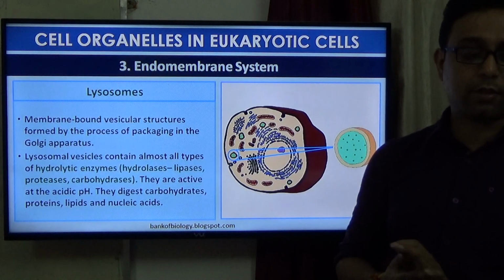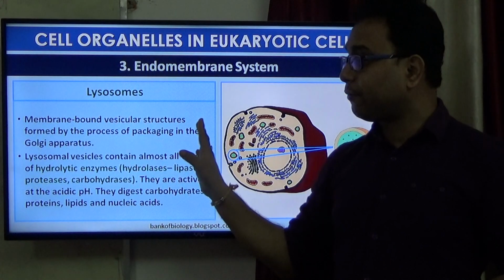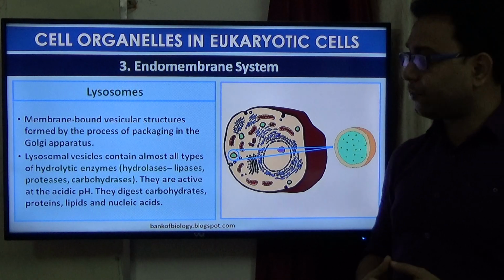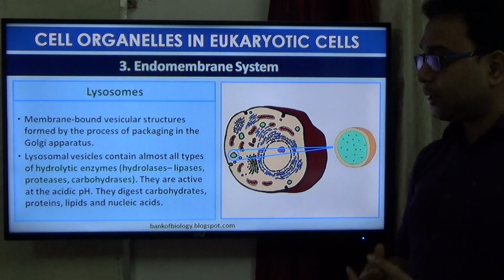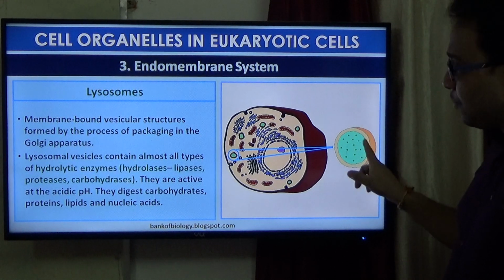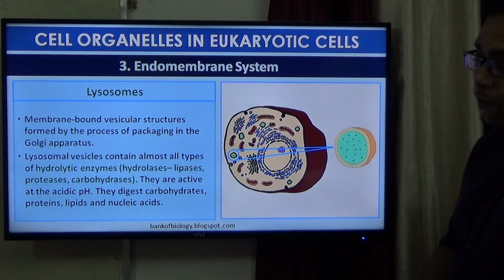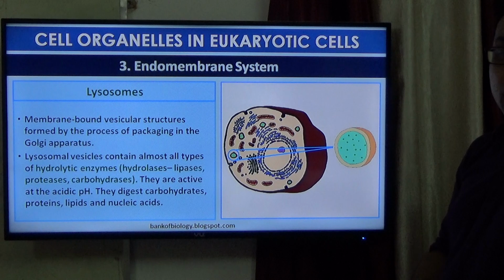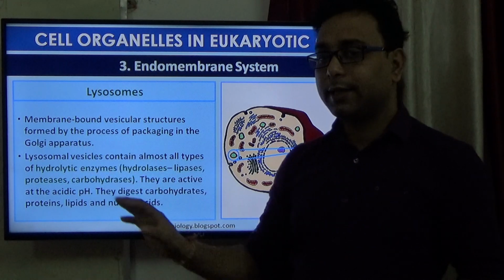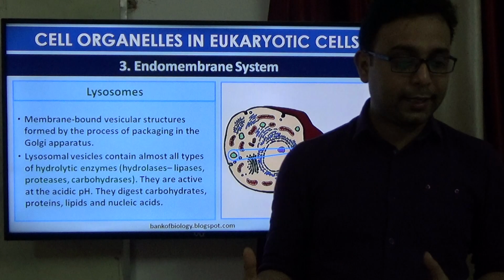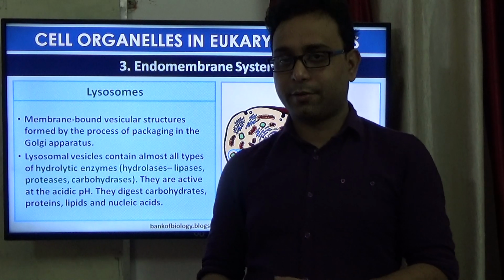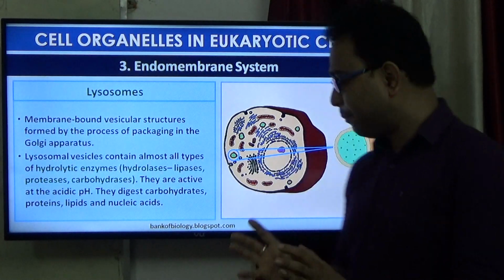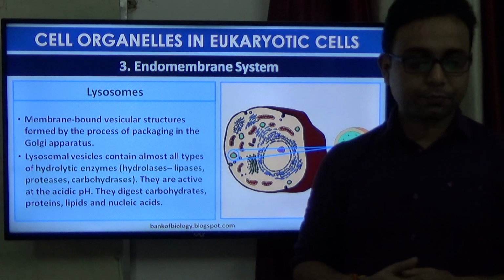Now we discuss the structure of the lysosome. Lysosome is a membrane-bound vesicular structure. Why? Because in the lysosome, different enzymes are there, right? So it is formed by the process of packaging in the Golgi apparatus. The lysosomal vesicles contain different types of enzymes. What type of enzyme? Hydrolytic enzymes, like lipase, like protease, like carbohydrases, that means amylolytic type of enzyme. So all these different types of enzymes are present inside the lysosome.